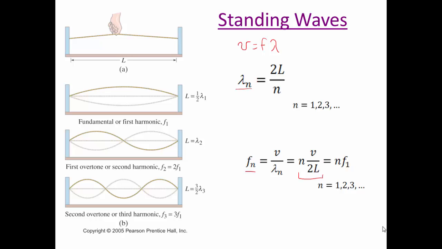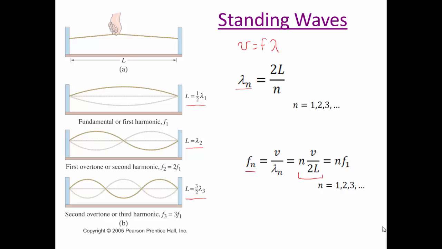The wavelength of the standing wave is equal to twice the length of the string divided by n. And you can see how that works and ends up looking over here when we look at the fundamental, the second and the third harmonic.